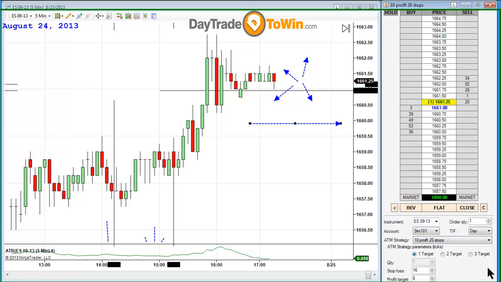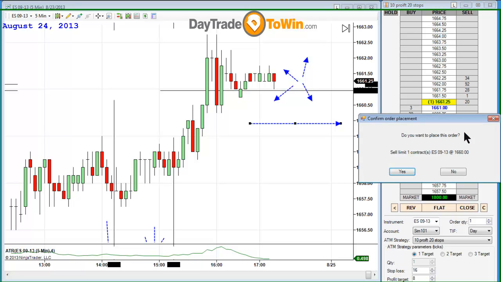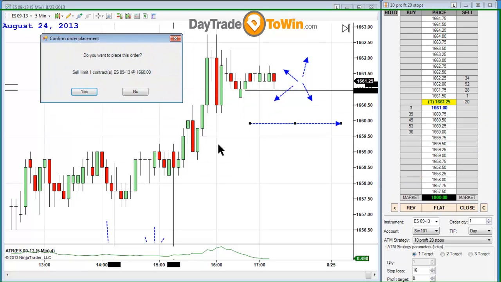So use the DOM to your advantage by knowing the exact price that you want to get in, clicking on the price, but not entering until there's proof. Okay.